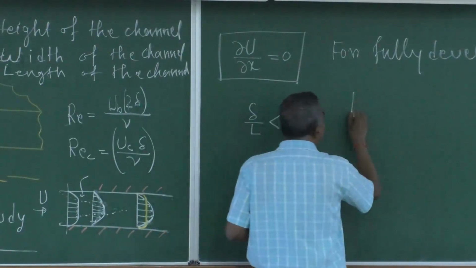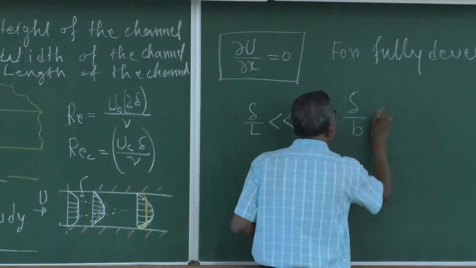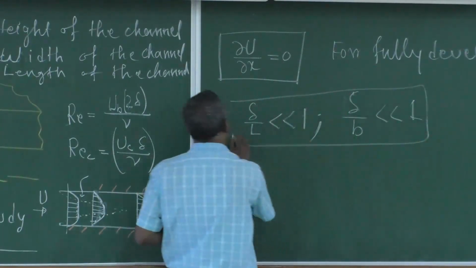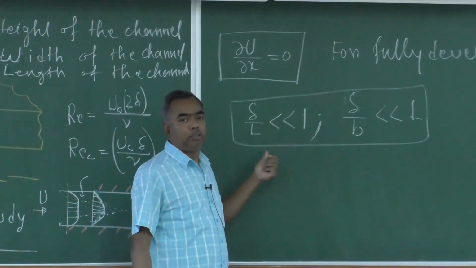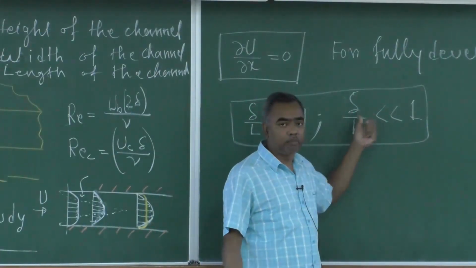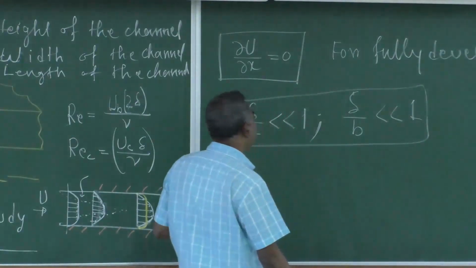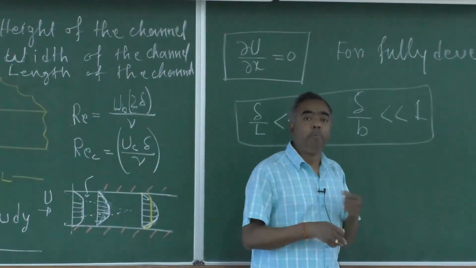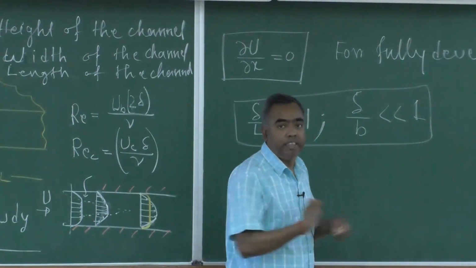and delta by V is also much less than 1. Okay. So, we are considering a flow for which the half height of the channel is much less than the length of the channel, and the half height of the channel is much less than the width of the channel. So, that is one thing, and the velocity through the channel will be predominantly in the streamwise direction, or in the x1 direction.